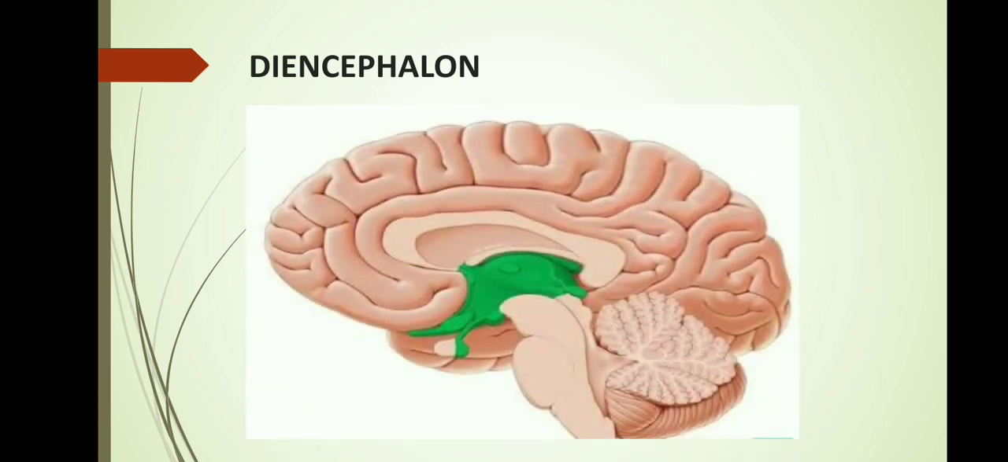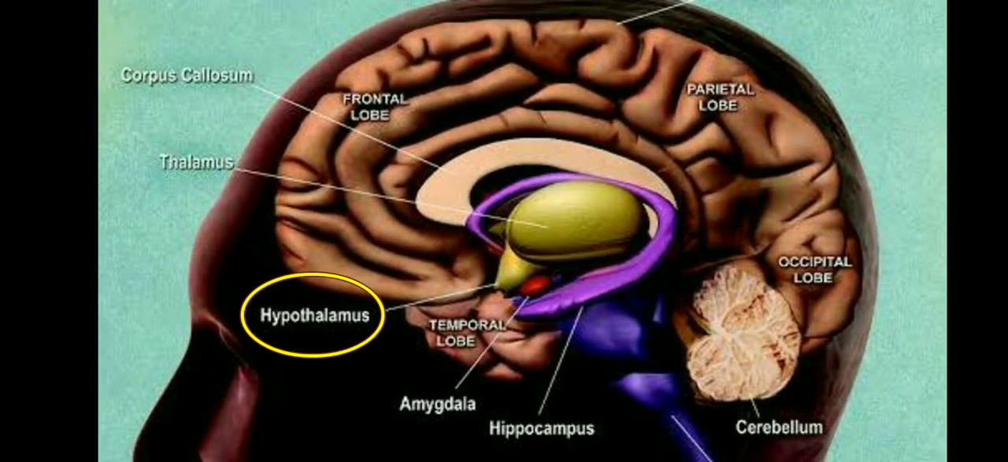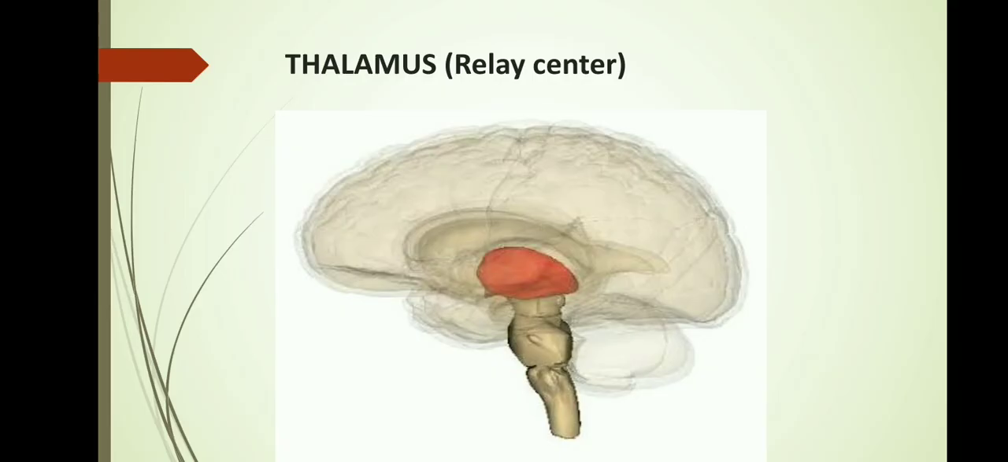Now let's go on to discuss the next part of the brain, which is the diencephalon. So diencephalon consists of two parts. One is the hypothalamus and the other one is the thalamus. Now let's discuss the thalamus. Thalamus is also known as the relay center.